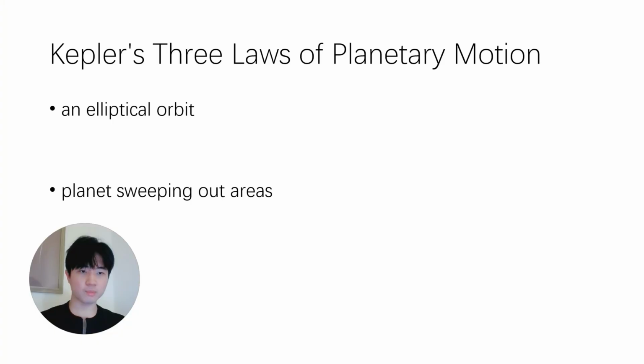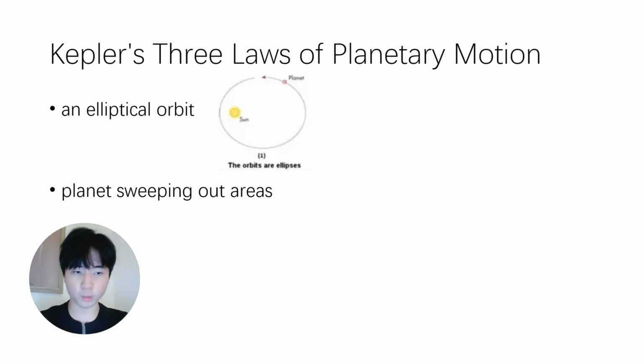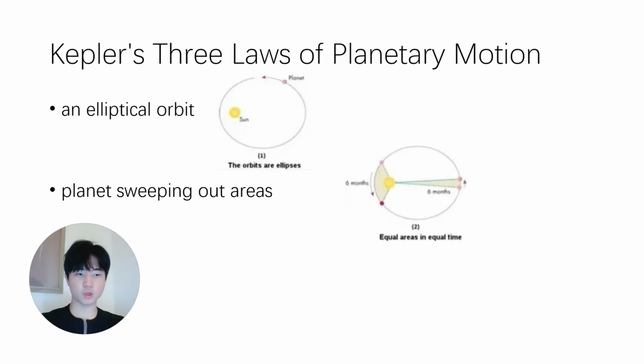On this slide, I briefly summarize Kepler's three laws of planetary motion. The first law is that planets move in an elliptical orbit with the Sun at one focus. A circular orbit is just a special case of an ellipse. The second law is the law of equal areas. A line joining a planet and the Sun sweeps out equal areas in equal times. This means a planet moves faster when it is closer to the Sun and slower when it is further away.